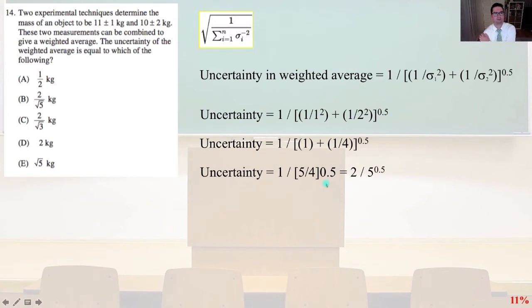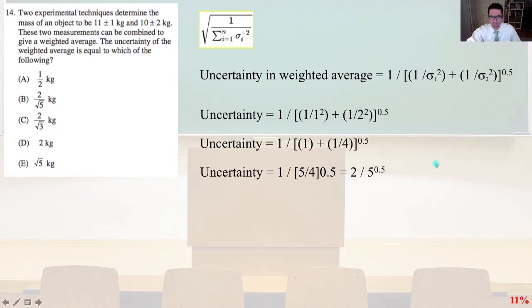Number 14, two experimental techniques determine the mass of an object to be 11 plus or minus 1 kilogram and 10 plus or minus 2 kilograms. These two measurements can be combined to give a weighted average. The uncertainty of the weighted average is equal to which of the following? So we have our equation up here for the uncertainty in the weighted average. And so that's going to equal 1 divided by the quantity 1 divided by sigma 1 squared plus 1 divided by sigma 2 squared, that quantity in the denominator, square root.